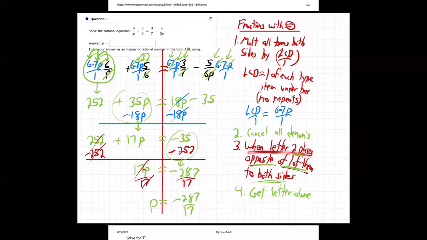And then when you have the letter in 2 places, you got to do the opposite. You have P there and there. So you gotta do the opposite of one of them. So I did minus 18P to both sides, and that got rid of this one. And then just get P alone. Do minus 252, gets rid of that, divide by the 17. And there it is. And just leave the answer just like that. There we go.